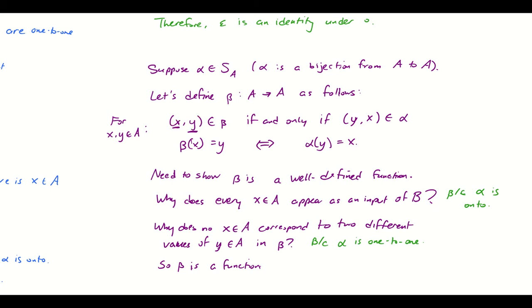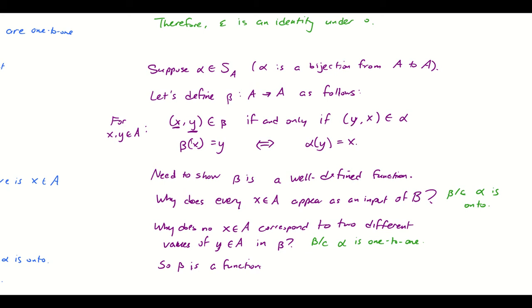So that's why beta is 1 to 1. And then why does beta have to be onto? Well, for beta to be onto would mean that every y corresponds to some x over here. That is, for every y there is some x which corresponds. Well, for every y over here, there is some x which corresponds, again, just because alpha is a function, and its domain is all of A.